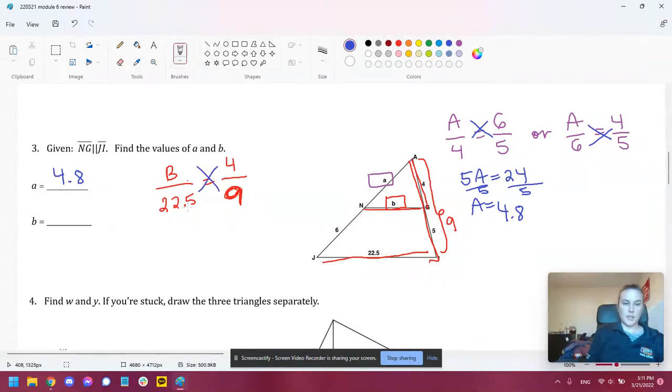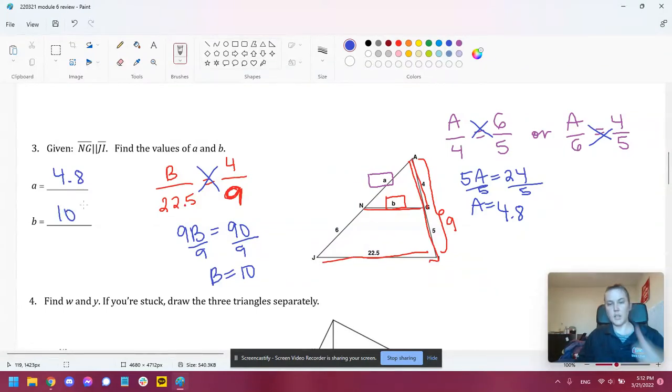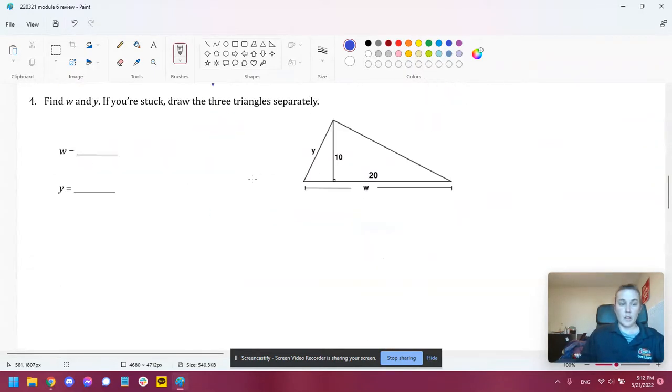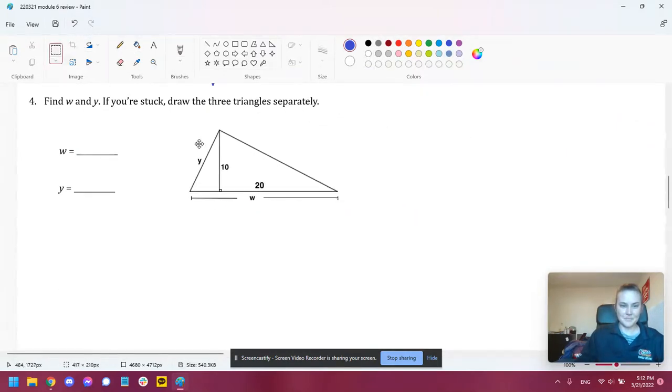Now we cross multiply, and we divide by 9, and get that B equals 10. Number 4. This is the wacky one. This is the one a lot of people don't like. But we can do it.